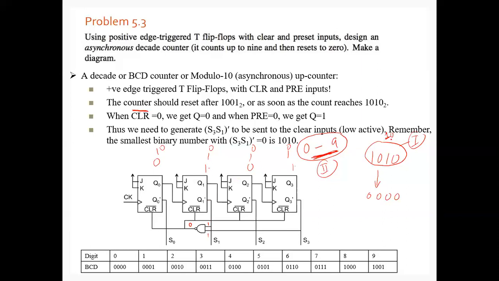But does it still work 0 through 9? Suppose we have 0, 0, 0, 0. In that case, for 0 through 9 it shouldn't clear. Only when it reaches 10 should it clear. So at 0, 0, 0, 0, what is your input here? This is 0. So what is 0 and 0? 1. So you get 1.